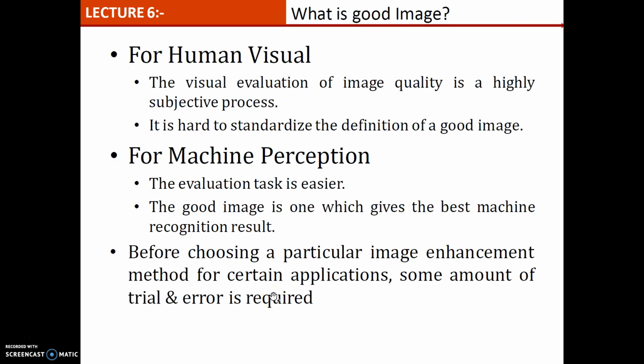But what is meant by a good image? For human vision, the visual evaluation of image quality is a highly subjective process, and it is hard to standardize the definition of a good image. But for machine perception, the evaluation task is easier. A good image is one which gives the best machine recognition result. So before choosing a particular image enhancement method for a certain application, some amount of trial and error is required.